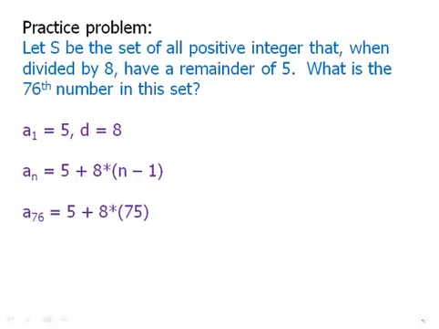We get 5 plus 8 times 75. For that 8 times 75, we'll just do doubling and halving. So it's 4 times 150. 4 times 150 is clearly 600, plus 5 is 605. And that is the 76th number on the list.